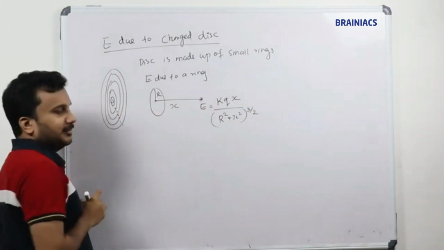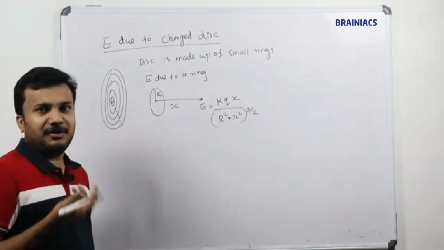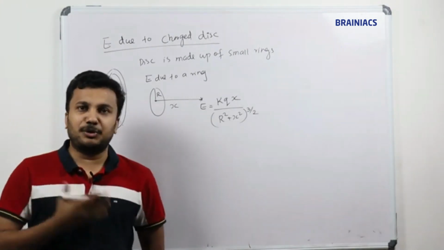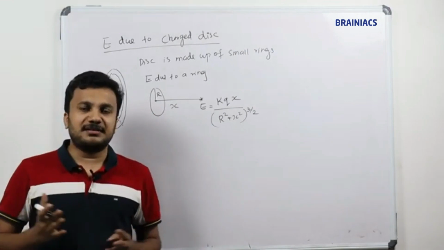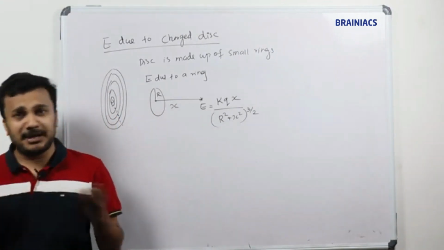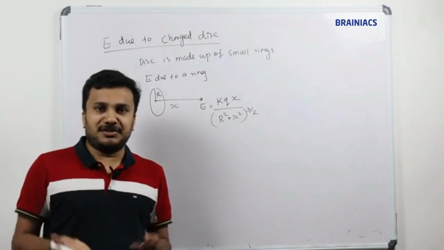This is for one ring. Here, how many rings will be there? We cannot count it. We don't know if it is one ring or two rings. It depends upon the disk size. It may have 10 rings, it may have 15 rings. An enormous number of rings will be there.